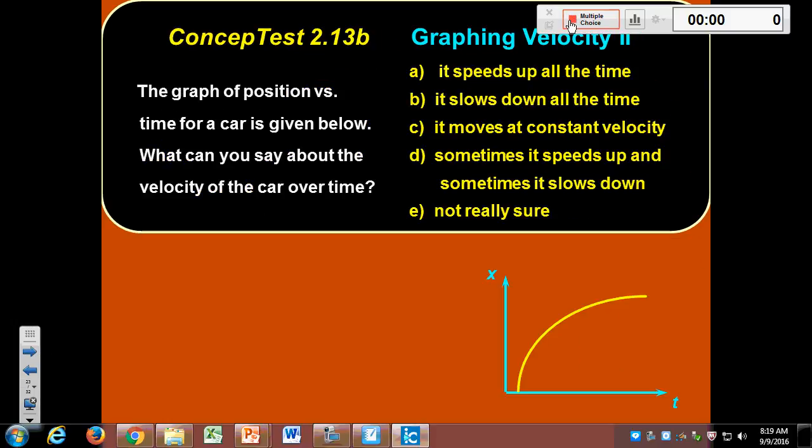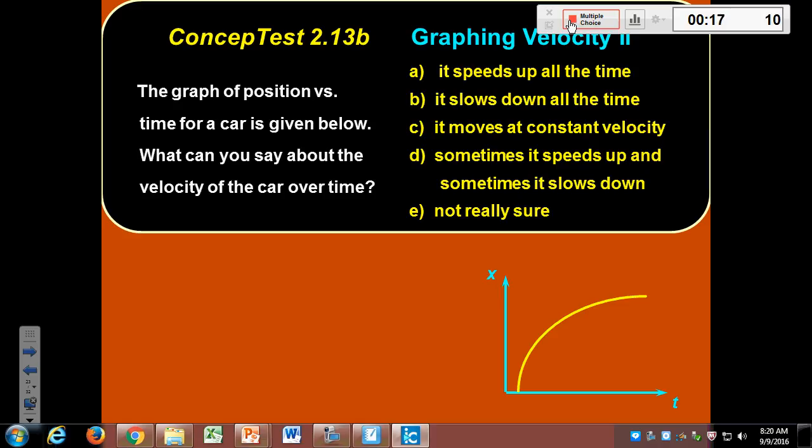All right, this graph of position versus time for a car is given below. What can you say about the velocity of the car over time? You will have some of these too. These will probably be multiple choice, or they might be part of a bigger problem where I ask you to draw the position or velocity versus time graph. So make sure you're up on these.